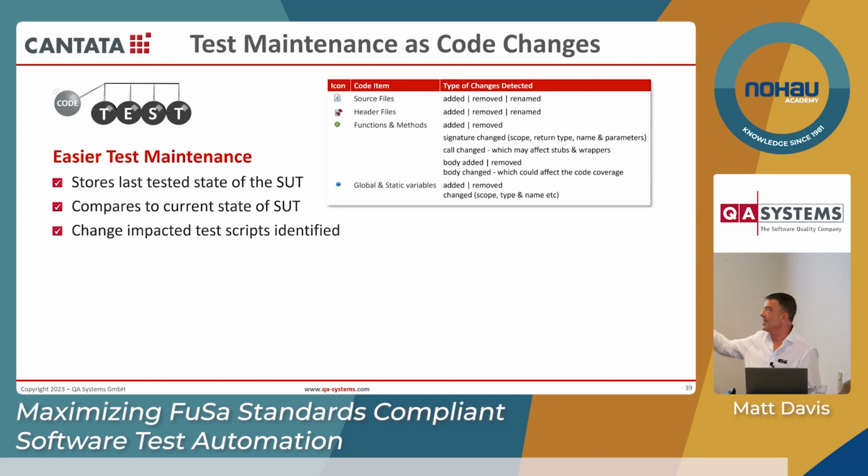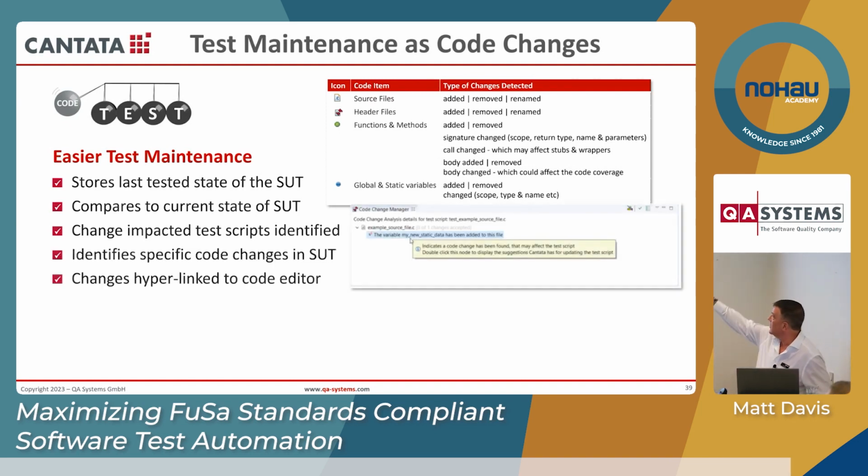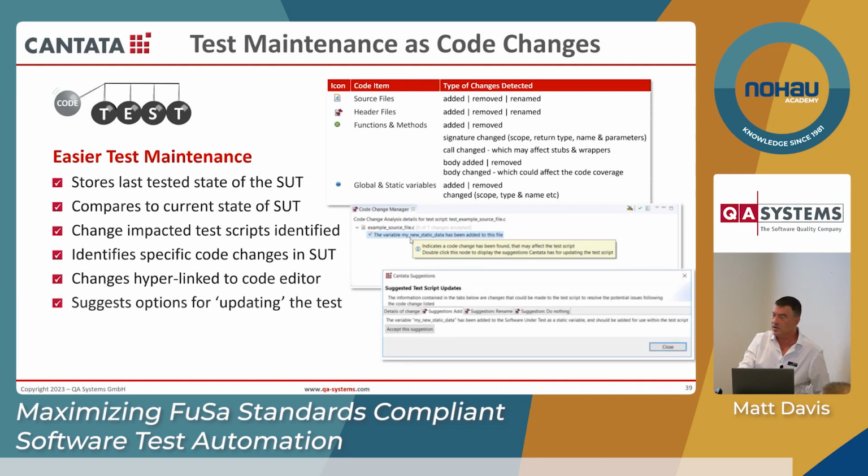First thing, in Cantata, it compares what the last tested status of that code was with the current status of the code, and it goes, there are things that are different. It will detect them. As you can see here, these are the types of things that are detected. It will show you where they are in the code. It will then hyperlink to the code editor so you can tweak them and look at all the detail on the call stack and stuff. And it will also suggest changes automatically to refactor all of the occurrences of that change in the code.